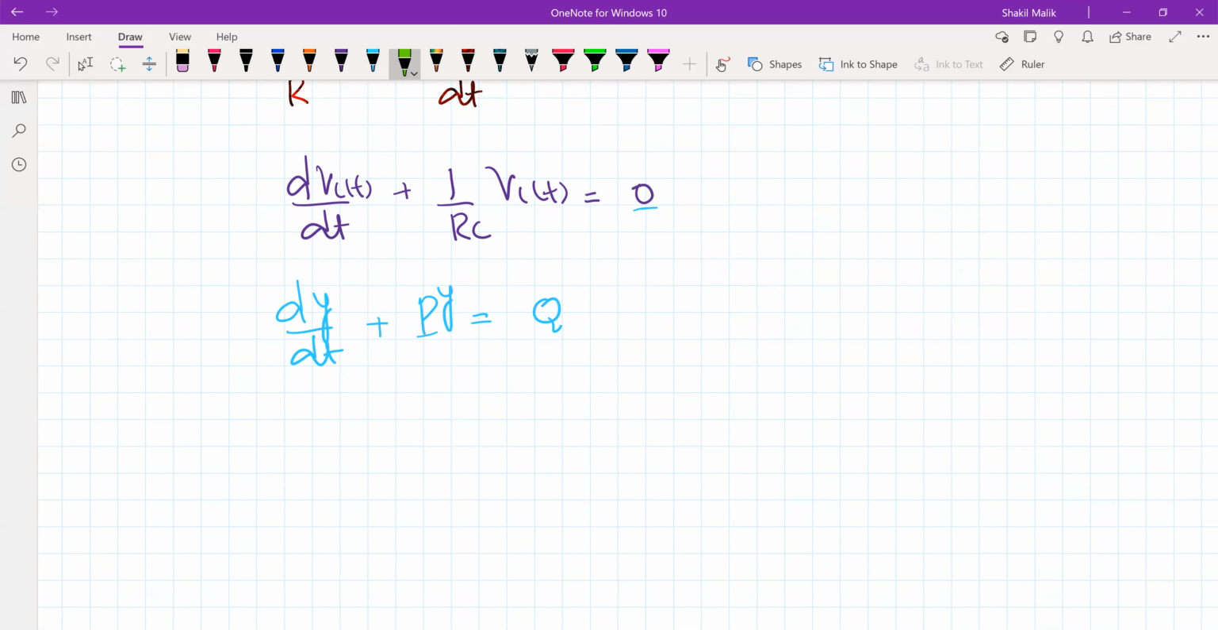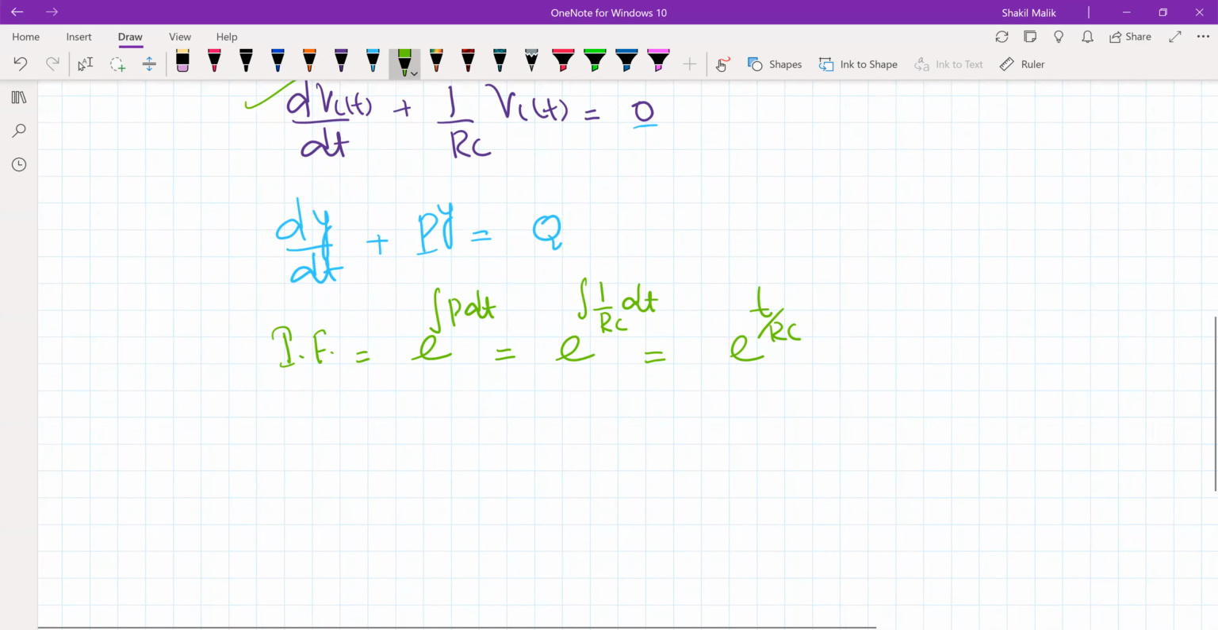How do we solve a linear differential equation? We solve it using the concept of an integrating factor. What's the integrating factor for this equation? It is simply e to the power of the integral of P dt. P is 1 by RC, so it will be e to the power of the integral of 1 by RC dt, which is t by RC. So the integrating factor for this linear differential equation is e to the power of t by RC.